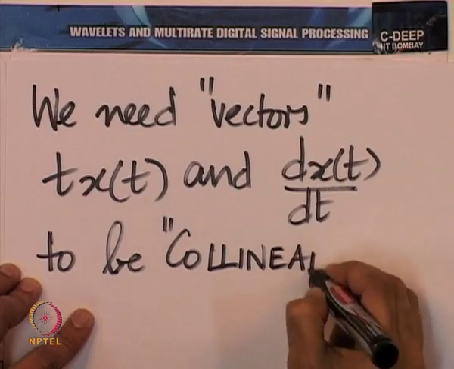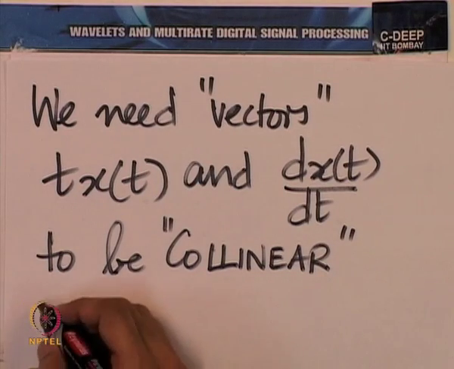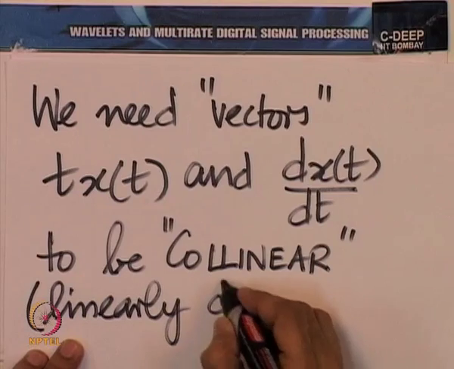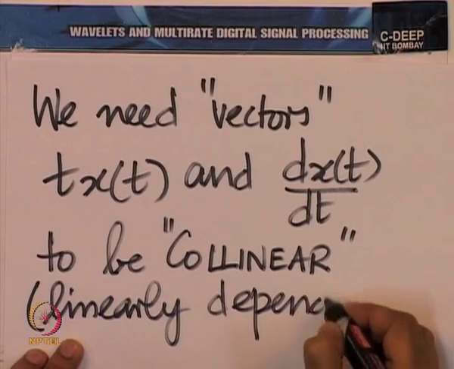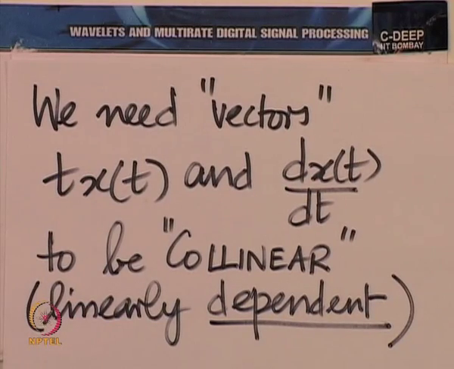One dimensional. What do you mean by them being collinear? They must be linearly dependent. And what do you mean by them being linearly dependent? Any of them must be a multiple of the other. So, in other words, dx(t)/dt is some constant, let us call that constant gamma 0, times t x(t).